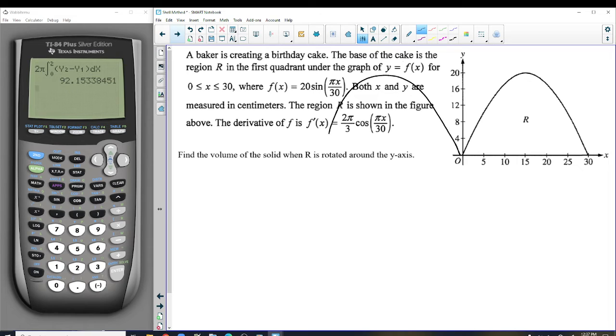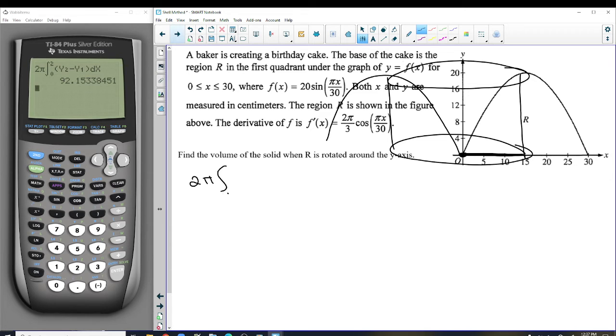Again, so here's the 180-degree turn. There's the edge of the shell, and we rotate it around the y-axis. So again, the radius is right up against the y-axis, so the radius is going to be x for this one also. So we have 2 pi integral from 0 to 30 of x times, and then the height of the cylinder is f of x. When you plug that into your calculator, you get 2,400, that is what I got, centimeters cubed.